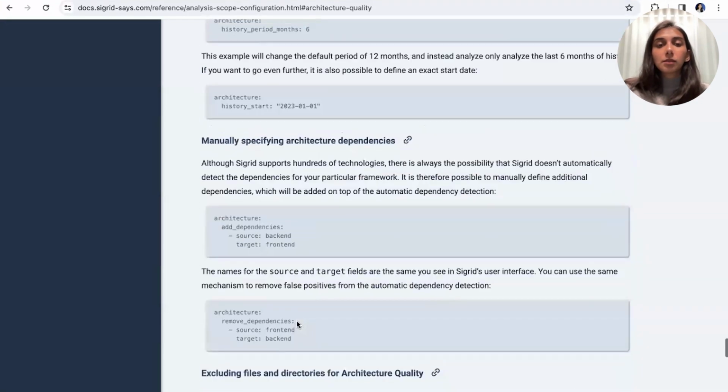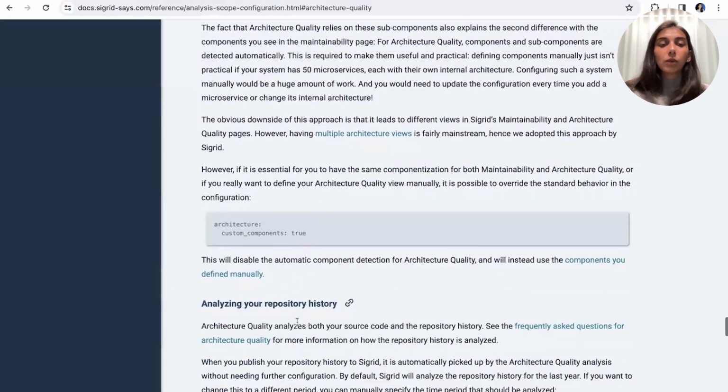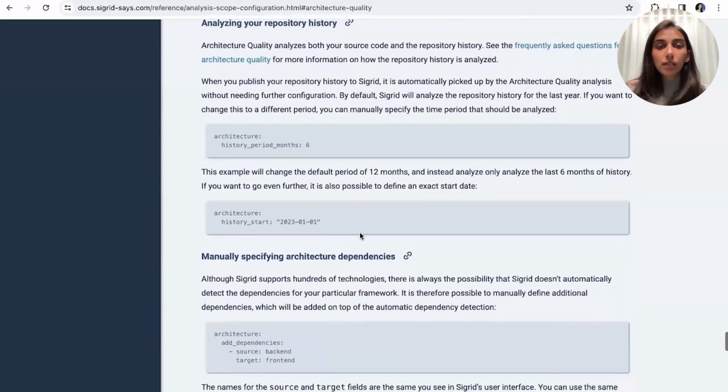As I mentioned in the beginning, you can make this picture as close to your reality as possible, so you can remove and add dependencies. But there are also other things, for example, adjusting the period of history months.